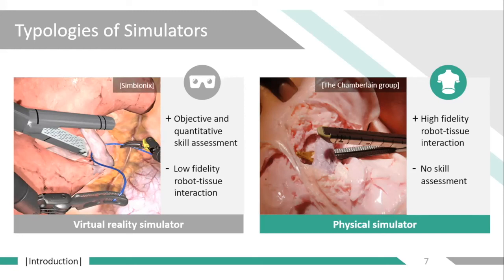But the realism of this interaction is really helpful to the surgeon, and it is fundamental for the surgeon to understand how to deal with the haptic feedback loss. On the right, we have a simple physical simulator, which is basically a mannequin, and it presents actually the opposite problem of virtual reality. So good interactions between robot and tissue, but no data.